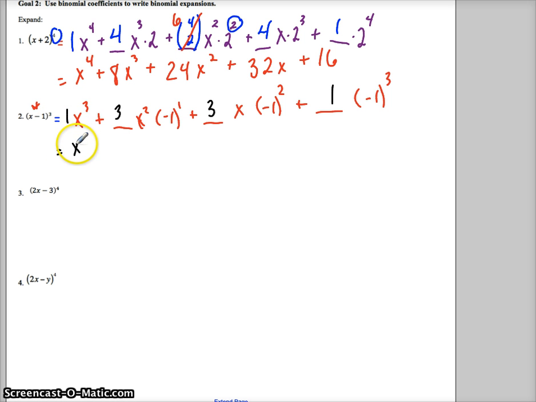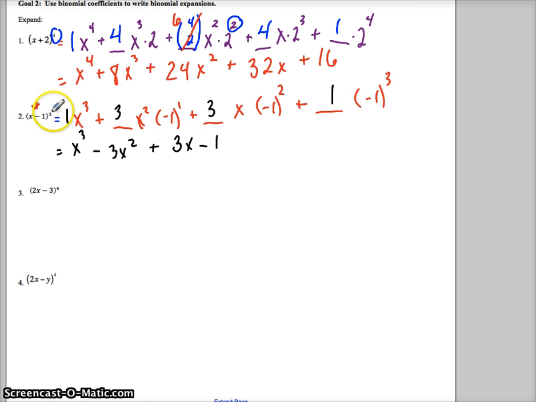1 times x cubed is x cubed. Here I have 3 times negative 1 to the first. So that's 3 times negative 1, so minus 3x squared. Negative 1 squared is a positive 1, so the third term is plus 3x. And then the last term, negative 1 to the third, is a negative.